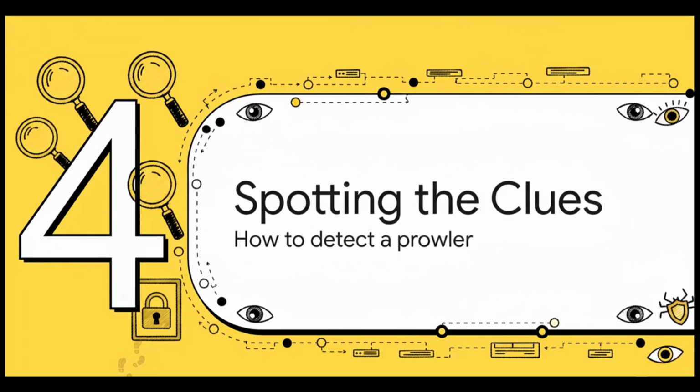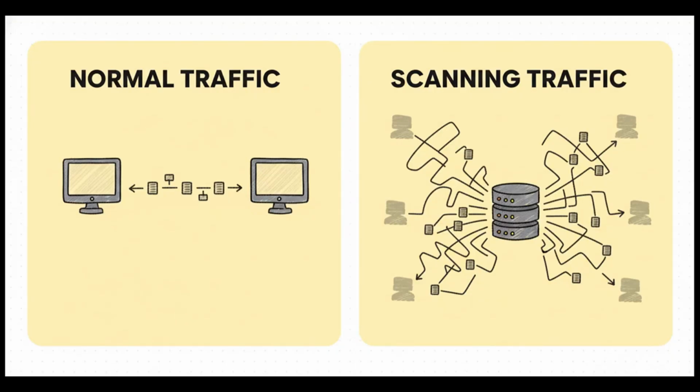Okay, so with all this prowling going on, it kind of begs the question, right? How do the good guys, the defenders, even spot the clues? I mean, how do you catch someone who's just quietly testing the doorknobs from the outside? Well, the key is to know what's normal. I want you to think about it like a security camera that's just watching a street. You know what normal traffic looks like, right? Cars come and go in an expected way. But scanning traffic? That looks different. It's like that one car that's slowly circling the block over and over, maybe trying every single driveway. It creates these weird, anomalous patterns and unusual requests that just totally stand out from all the regular digital noise.